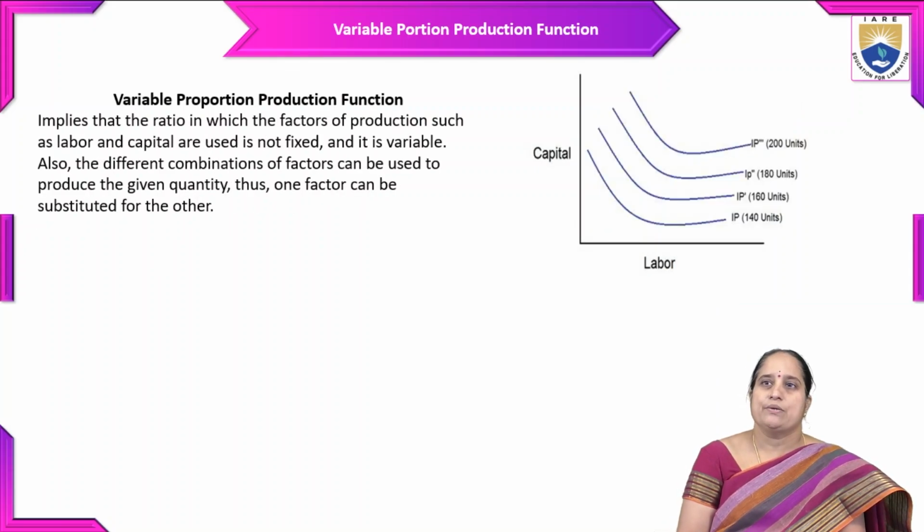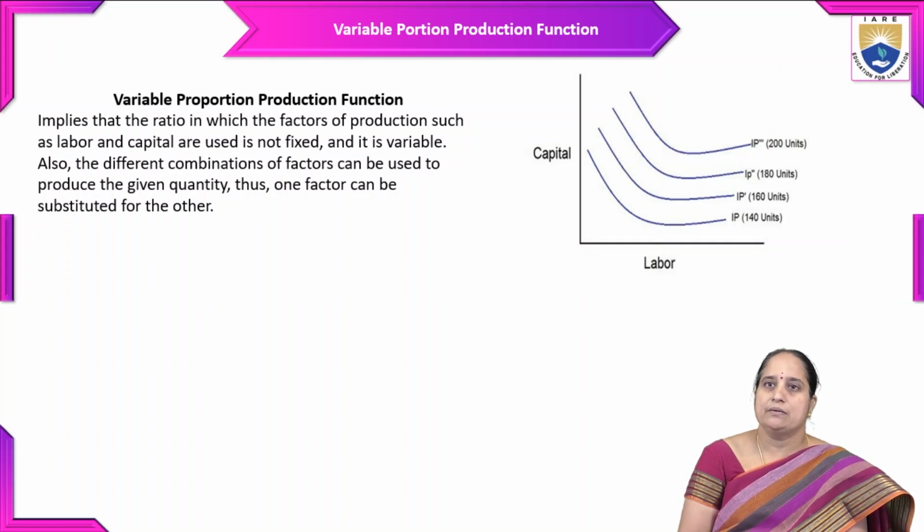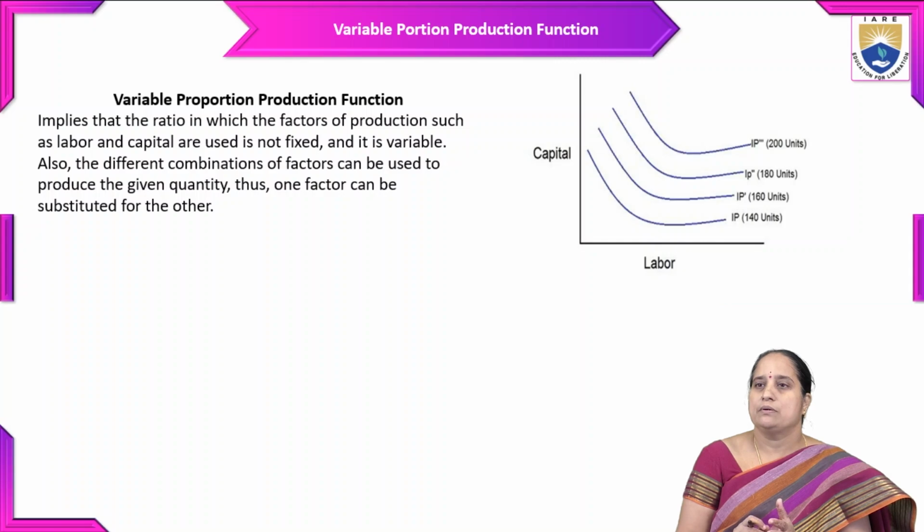Then the second one is variable proportion production function. It implies that the ratio in which the factors of production such as labor and capital are used is not fixed. They go on continuously changing, they are variable, and also different combinations of factors can be used to produce the given quantity.